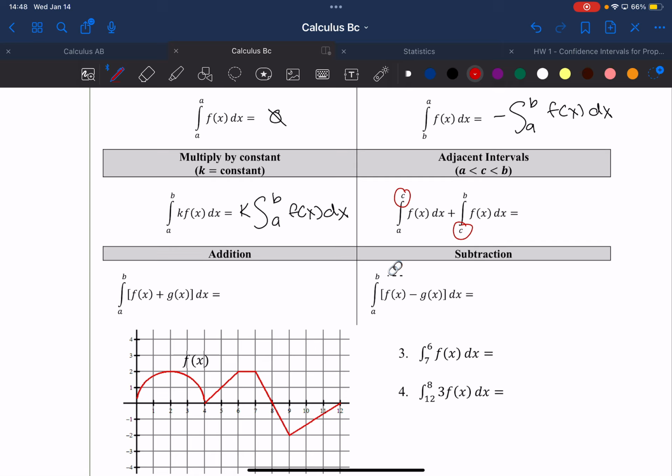Instead, we could just look at the total area of the entire graph and say that this is the integral from a to b, f of x dx. Of course, that is assuming c is in between the bounds a and b. So that's like saying I have the integral from 0 to 1 and then 1 to 2. Well, that's the same as just saying the integral from 0 to 2.